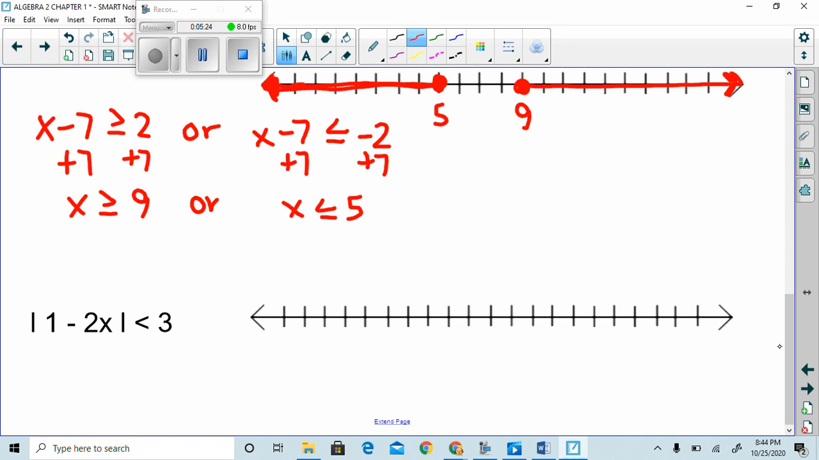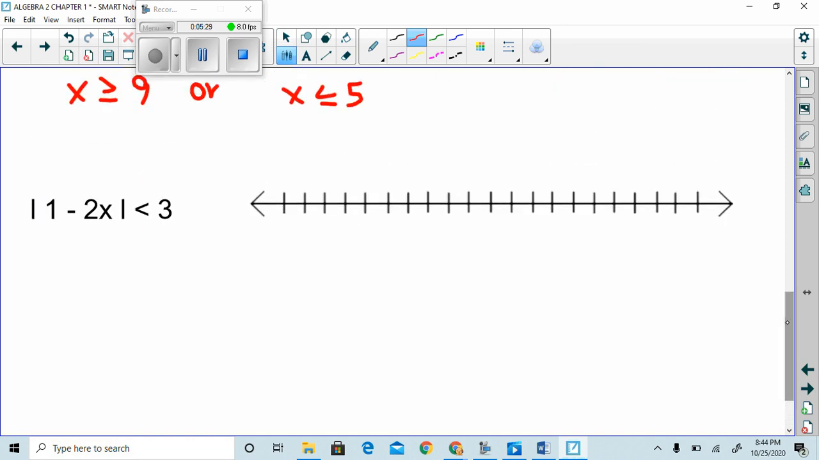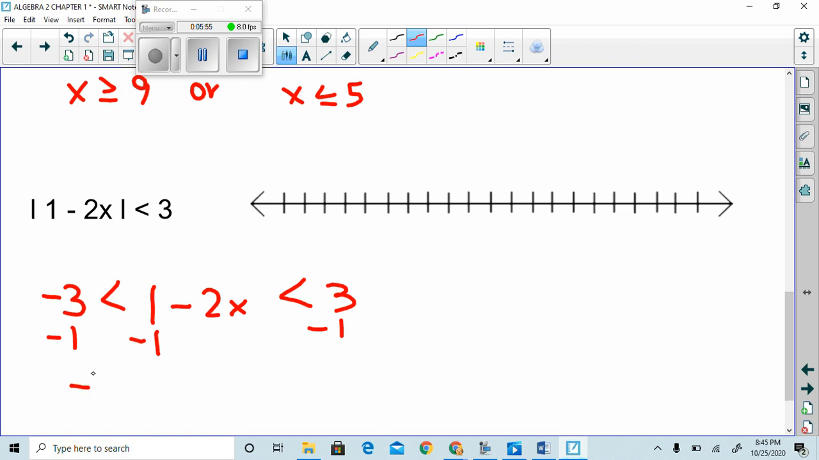I'd like to do just one more problem. This one's slightly different, so let's pay attention to the details. All right, I have a less than. So less than is a nester, and it means that it's going to be an and. I'm going to have the expression in the middle, nesting in between the two inequality symbols. And then I just put the negative 3 on the opposite side. Let's start by subtracting 1. That gives me negative 4 is less than negative 2x, which is less than 4.